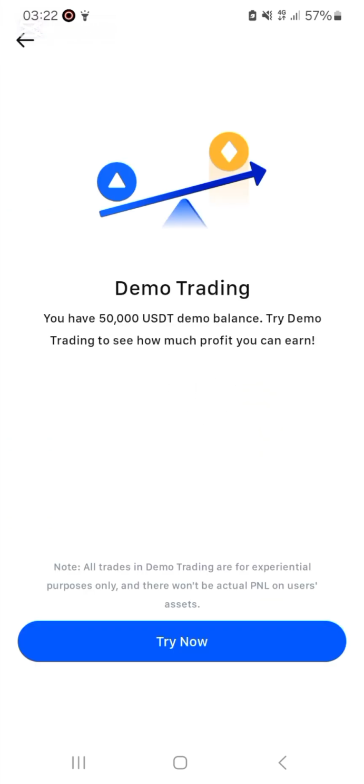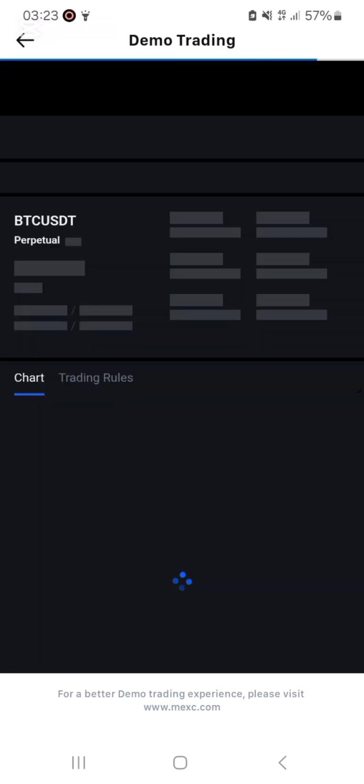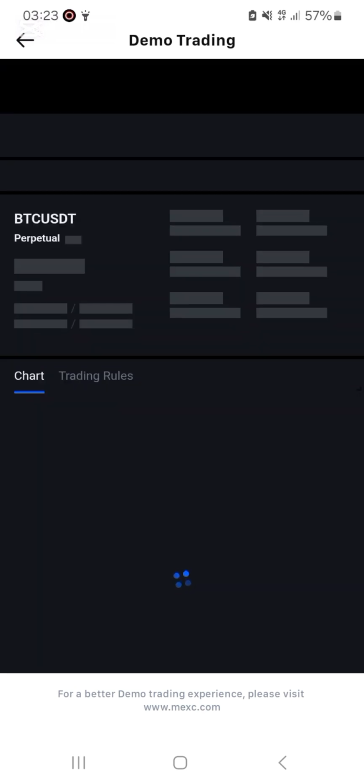This is the page it will bring to you. You have 50,000 USDT demo balance. So try demo trading to see how much profit you can earn. Guys, let's give it a try and see how much we could earn. Try now. Now it takes us to this page. Let's give it some time to load.